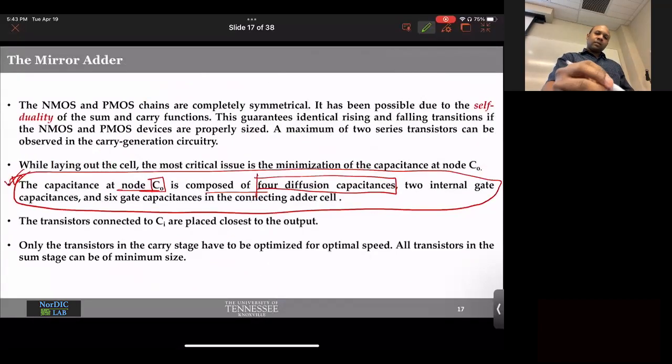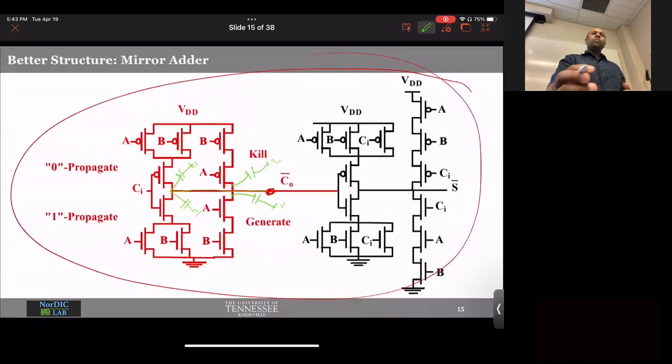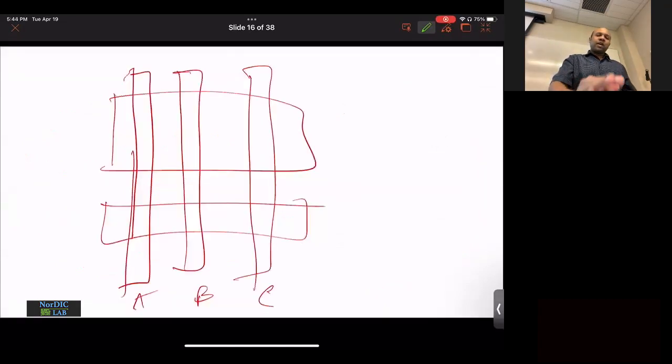Let's see. Two internal gate capacitance. Two internal gate capacitance. What do we mean by that? There is a gate capacitance right here from the PMOS. There is another gate capacitance from the NMOS. And they're internal to this cell. That's why internal gate capacitance, right? You have 2, you have 4. Does that make sense so far? Folks, any problem?